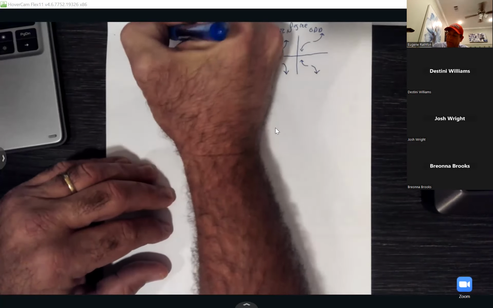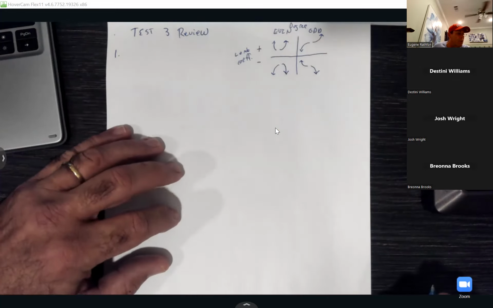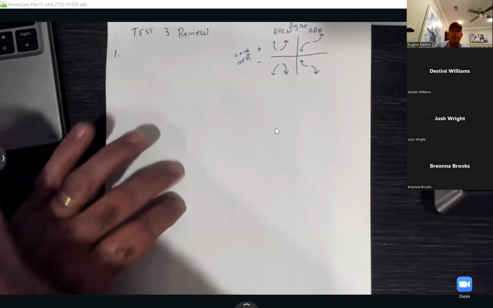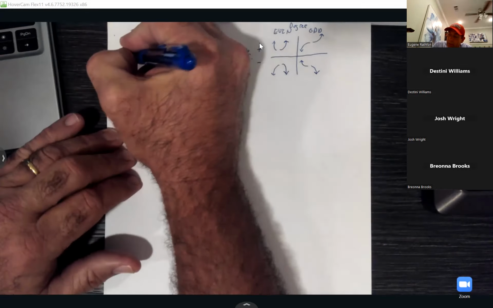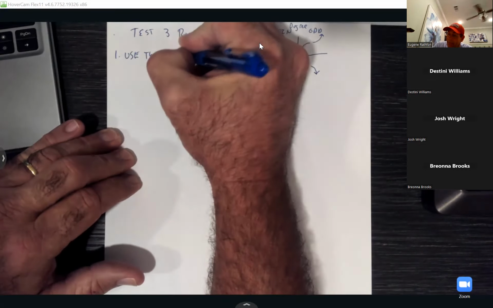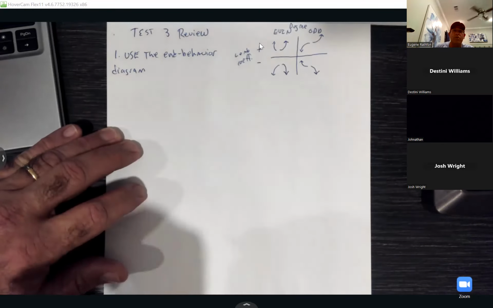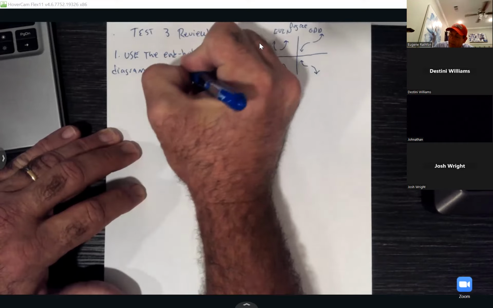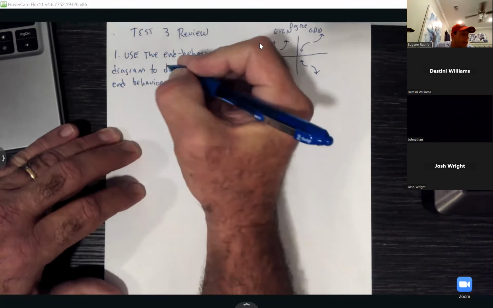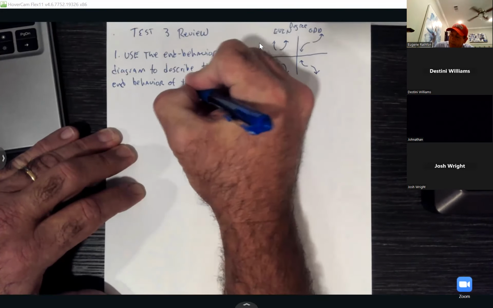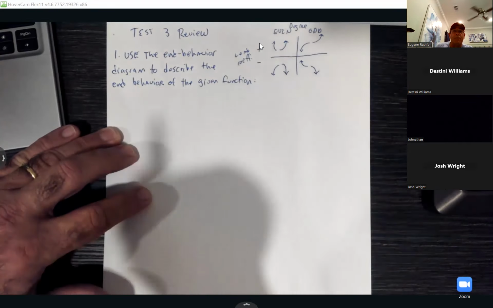So like I said, this is test 3 review. All right, so number 1 wants me to use the end behavior diagram to describe the end behavior of the given function. And y'all, like I said, we'll use this for the first 2 problems for sure.